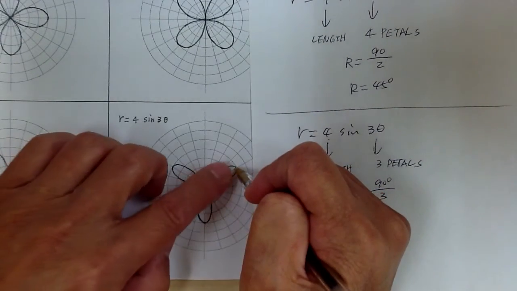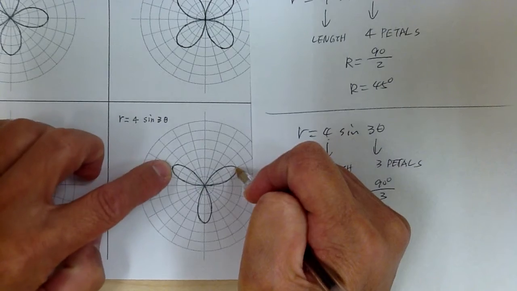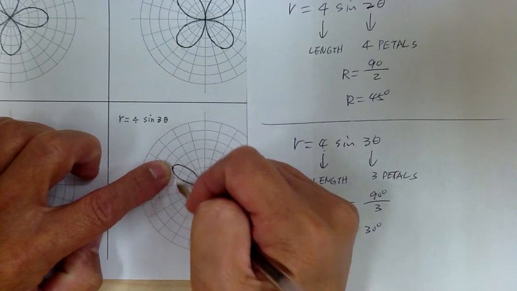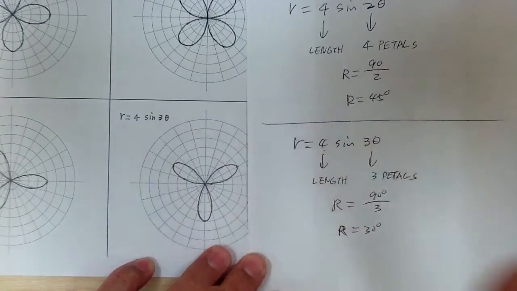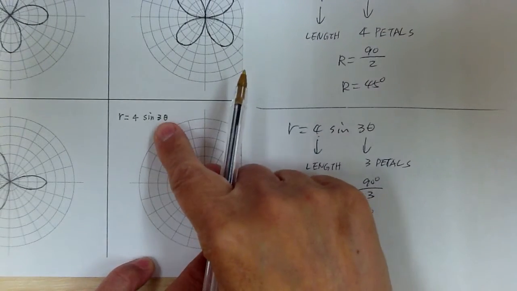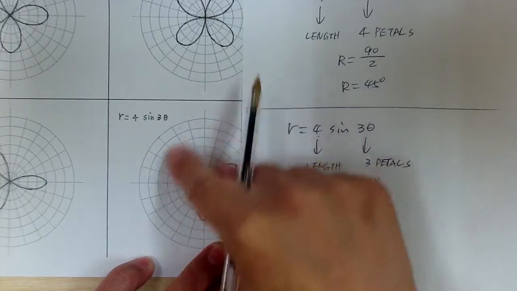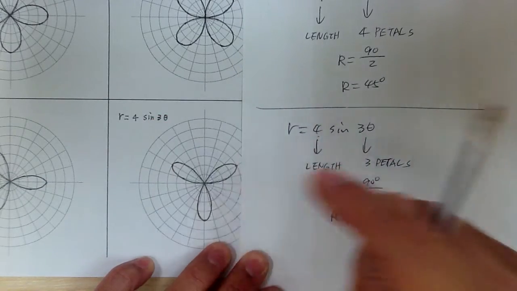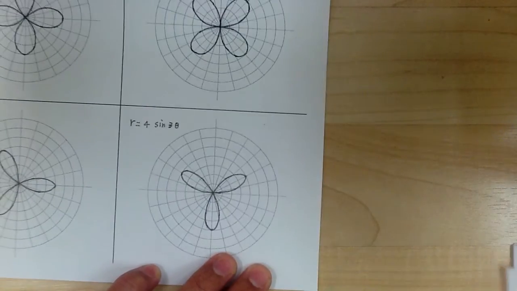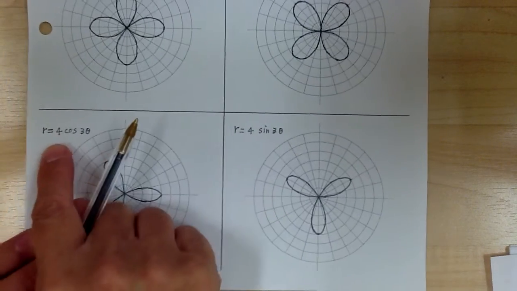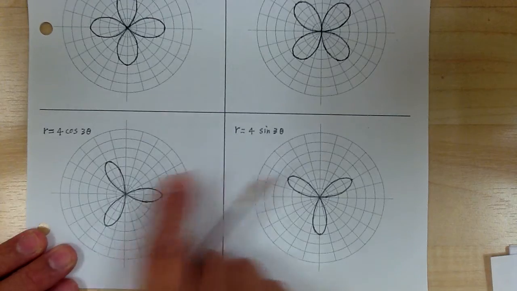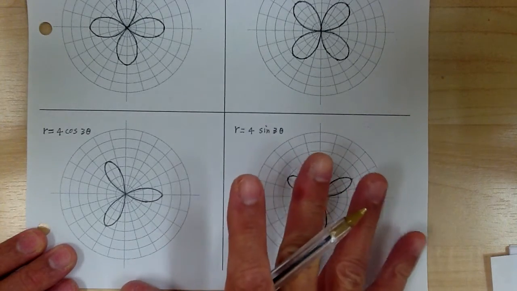So from 30, you go another 120, you get 150. Go another 120, you get 270. Again, all the petals will be evenly spaced. There are 3 petals, so one circle is 360 divided by 3, you get 120 degrees apart. So this is this kind of type: you've got A sine B theta or A cosine B theta. This type does not have a K.